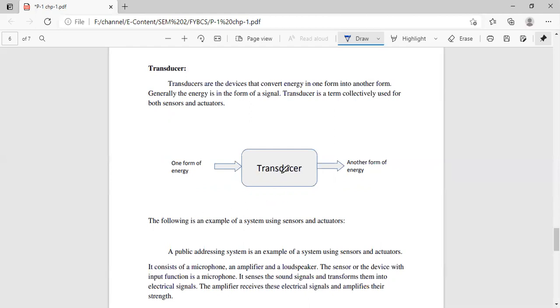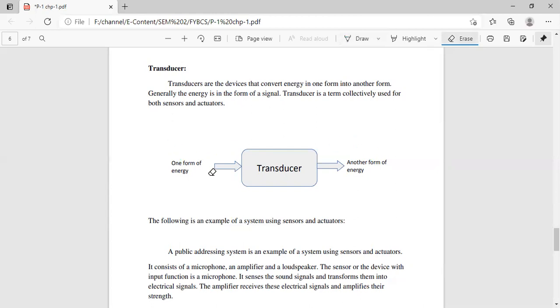Now, see, this is a transducer. This is one form of energy, no matter which energy it is. We provide this as an input to the transducer and we receive another form of energy. For example, suppose there is a sensor. The sensor will accept temperature, right? And the sensor will convert that temperature into an electrical form. That electrical energy is one form of energy, and it will pass through this transducer. Now, suppose there is an actuator. The actuator will accept that electrical signal and convert that energy into a physical thing. So this is the function of a transducer.